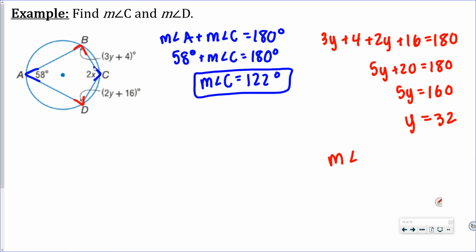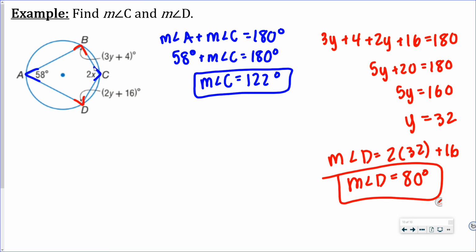For y, we have 32. We have to find D: 2 times 32 plus 16. That one is 80. So what would angle B be? 100. Good. Okay. You understand?